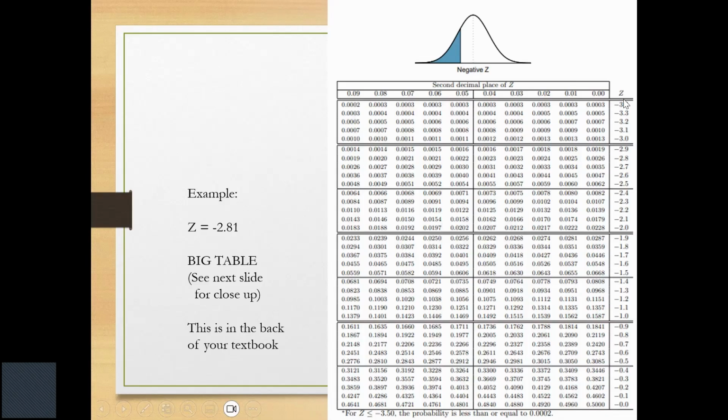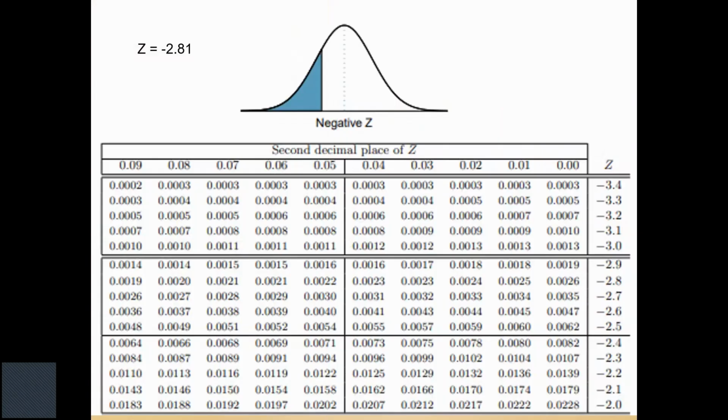The z-scores are these digits. These are the first 2 digits of the z-score, and then these are the second decimal place, okay? And what you have in the body of the table, all of these numbers, are areas or probabilities up to and to the left of that number. So let's look at negative 2.81, okay? And let's look at it a little bit more close up on the next page because it's hard to see.